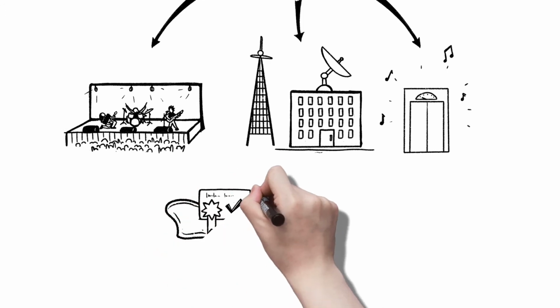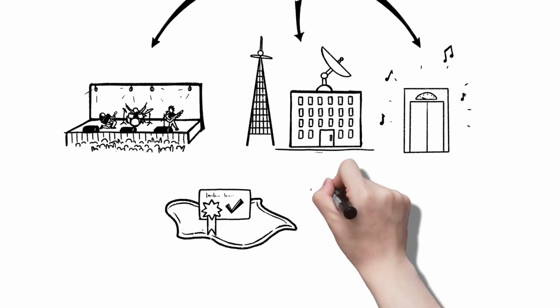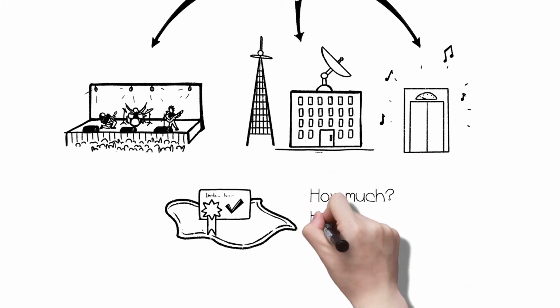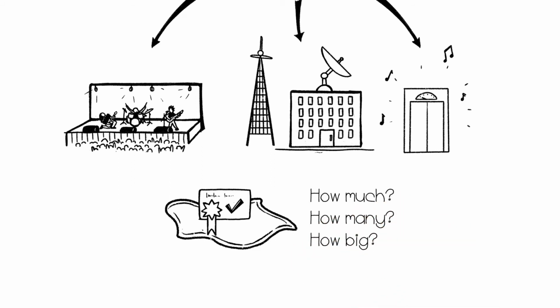In most cases, the music users will acquire a blanket license that allows them to use all of the music they want with a single fee. Each blanket license is calculated differently based on how the music will be used, how many members of the public will hear it, and the size of the space it is to be used in.